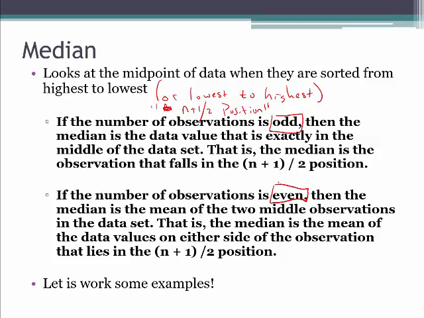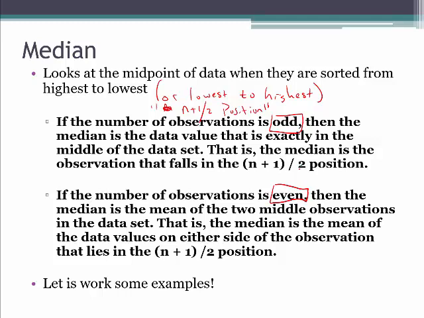All right, so if the number of observations is odd, then the median is the data value that is exactly in the middle of the data set. That is, the median is the observation that falls in what we call the n+1 divided by 2 position. So you just take how many there are, you add 1 to it, you divide by 2, you go to that position in the data set, and that's where the median will be.